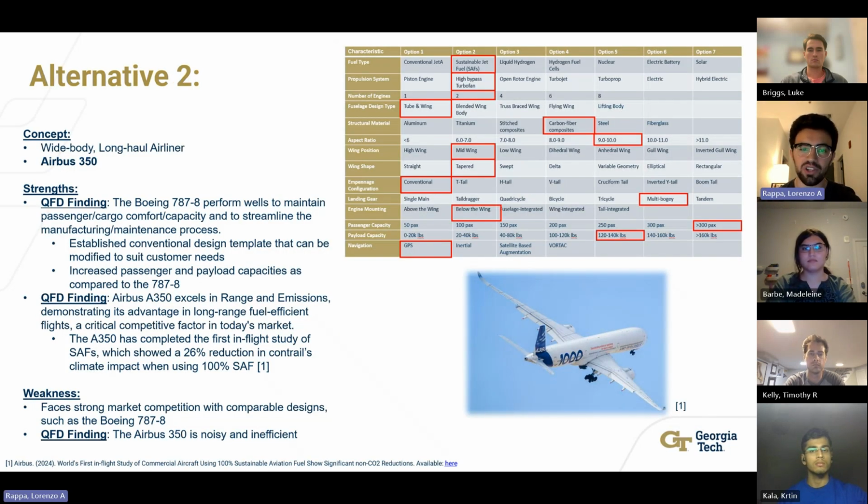Looking at our morphological matrix, we're able to create five different alternatives for evaluation. The first one was the Airbus 350, as well as a synonymous 787-8, which is very similar. We found that the current Airbus 350, which is implemented today, does have increased efficiencies and does decrease emissions, but not to the level that we want. We're able to identify this in the QFD. We found that they were long range and fuel efficient, but not enough to be competitive. We also found other weaknesses, such as that the current wide-body airliners are noisy and inefficient.